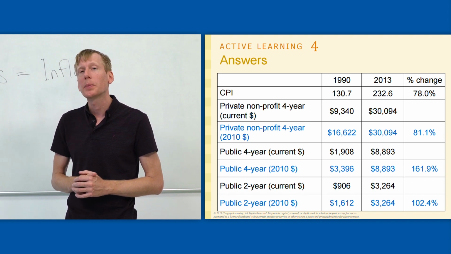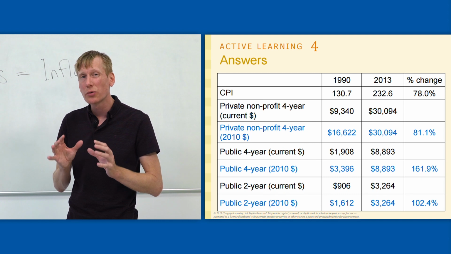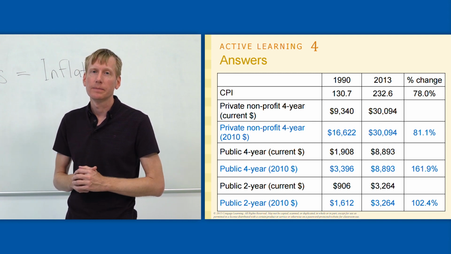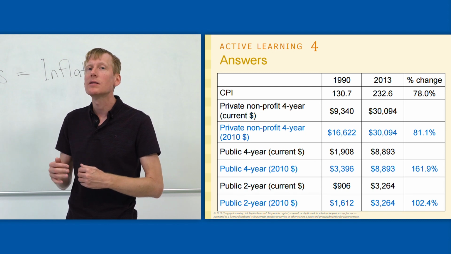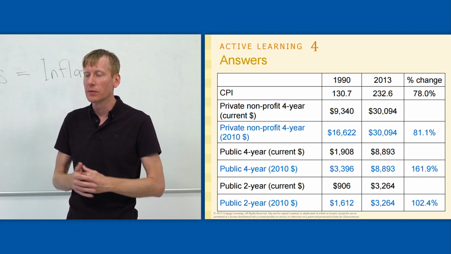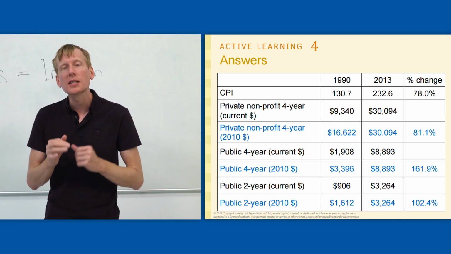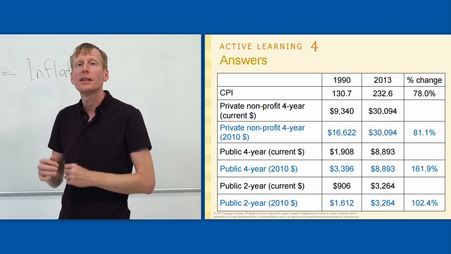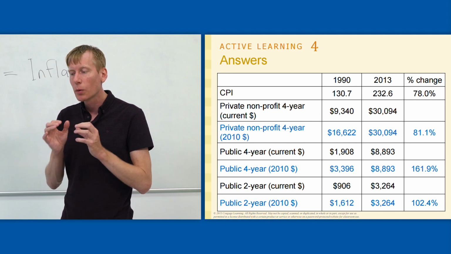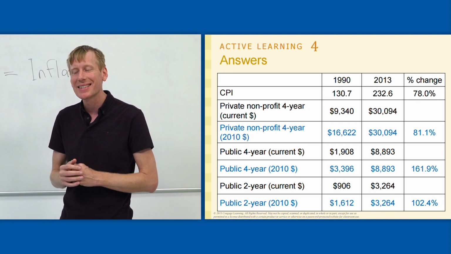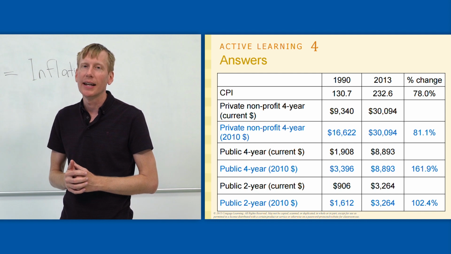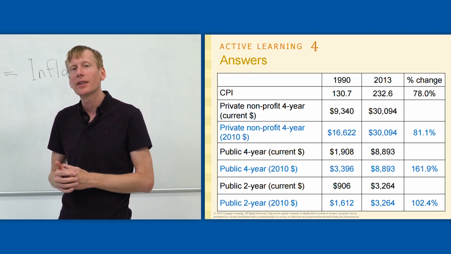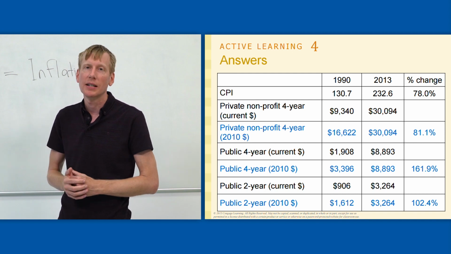However, if we compare that to the change in the real cost of attending a public university, which was and remains cheaper than a private university, the cost of attending the public university in 1990, when we adjusted into 2013 dollars, was $3,396 instead of $1,908. But we already established it has risen in cost to $8,893 by 2013.